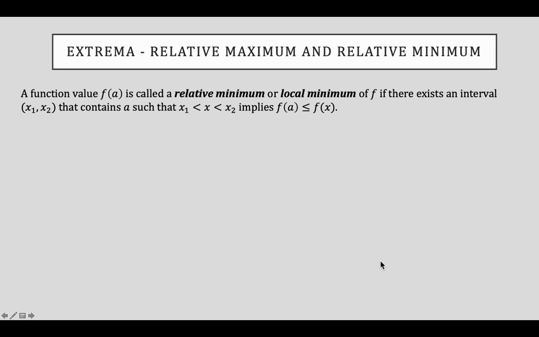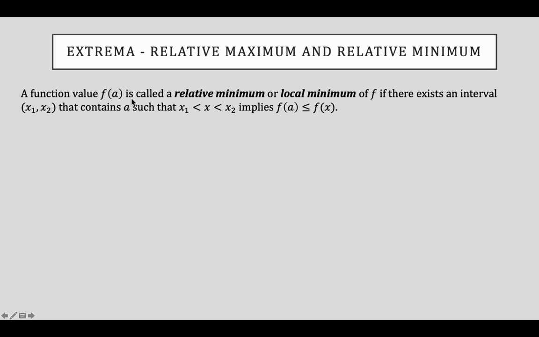there exists an interval x1, x2 that contains a such that x1 is less than x, which is less than x2, implies that f of a is less than or equal to f of x. Well, that is an incredibly confusing textbook definition. What does this actually mean?